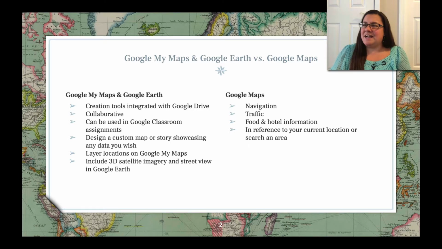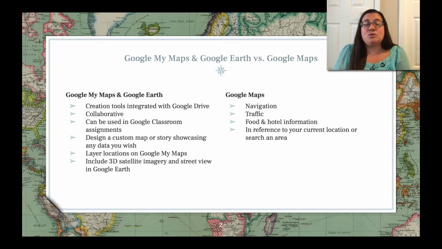So first of all, I'd like to explain the difference between the different Google Maps tools. There are a few. Google My Maps specifically is the one that you can customize and create things in, and is part of your G Suite educational account. Google Maps, like the regular one, is just the tool that you would use if you were going on vacation and you wanted to know how to get to where you're going, like navigation and traffic and looking up food and hotels and all of that stuff.